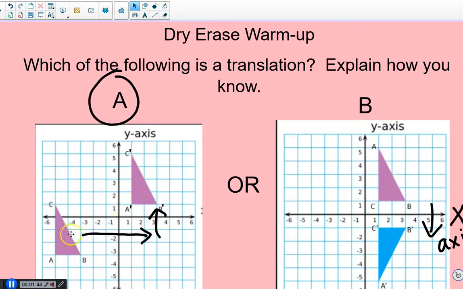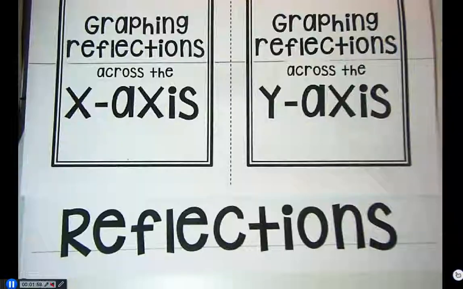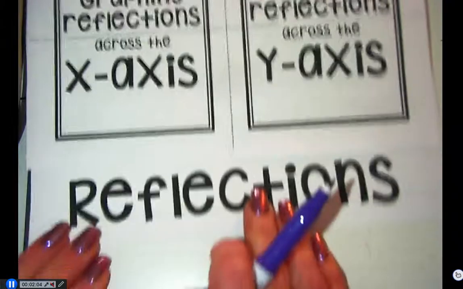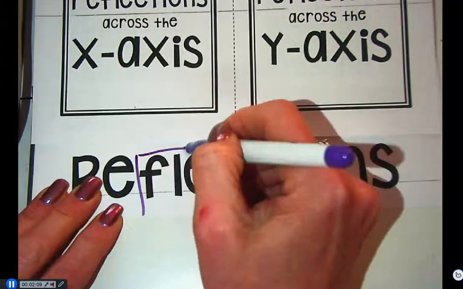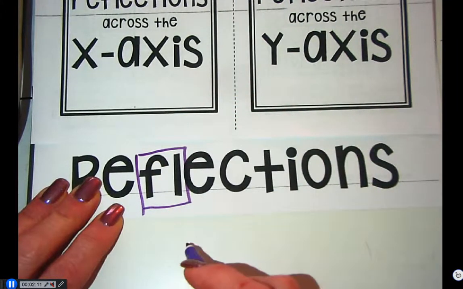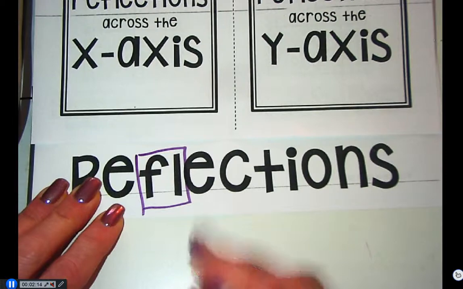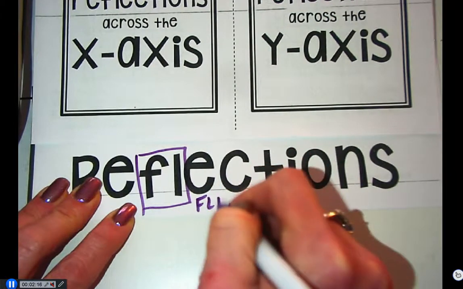So it's not the same, because you can see that the translation actually just slides across the grid, where the reflection actually flips across an axis, either the X or the Y. So today we're going to learn about reflections and how to reflect shapes across the X or the Y axis. So a reflection, just like with translations, the SL stands for slide. What do you think the FL stands for? Flip. So this is a flip.